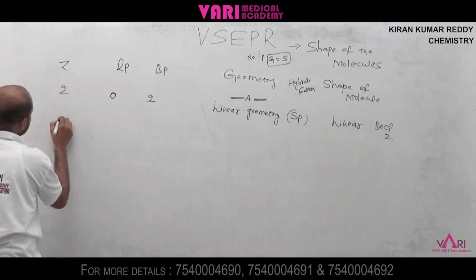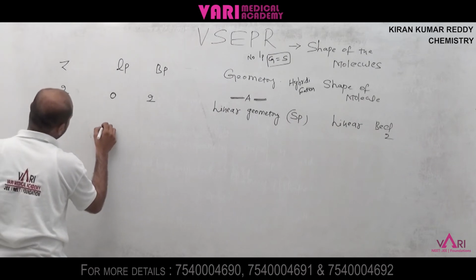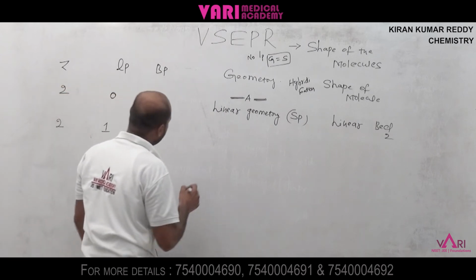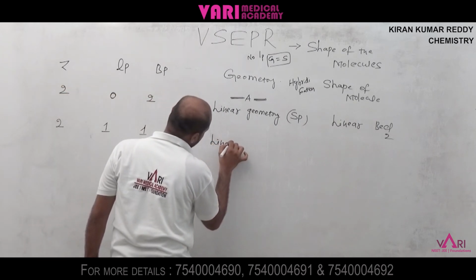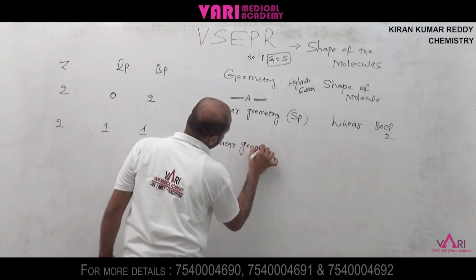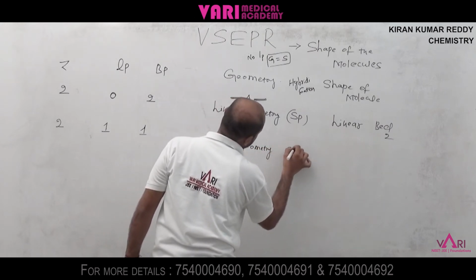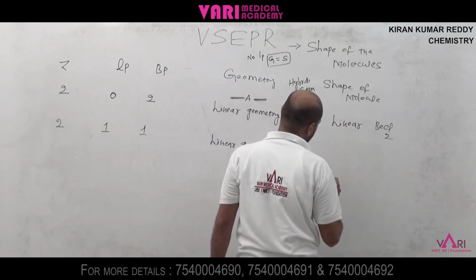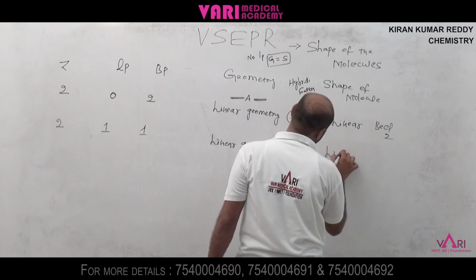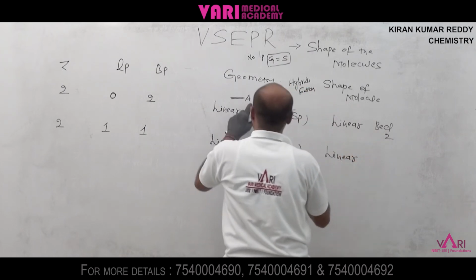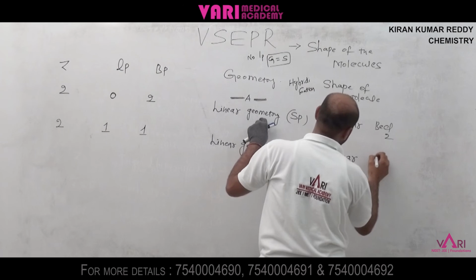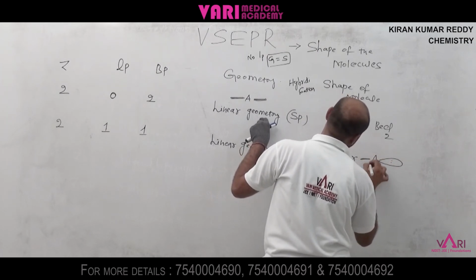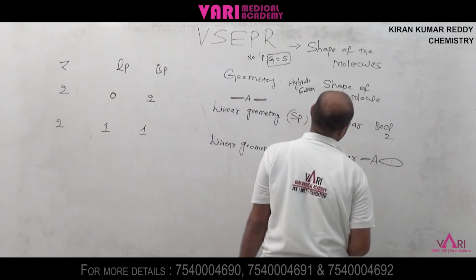Now here also Z is equal to 2. One lone pair is present. One bond pair is present. Geometry, you know, is linear geometry, and hybridization is sp hybridization. What is the shape of the molecule? The shape is also linear, because here one lone pair is present and one bond pair, but it is looking like that, linear shape only.